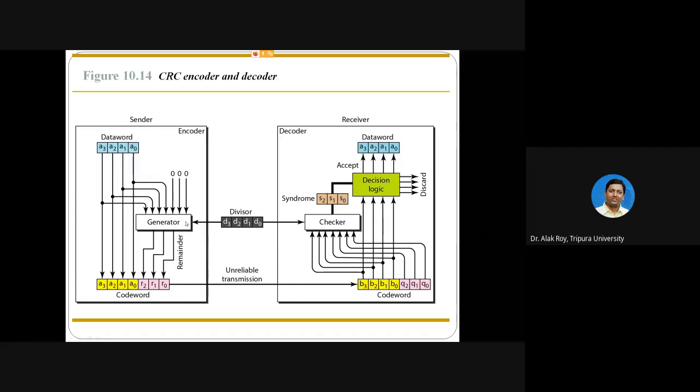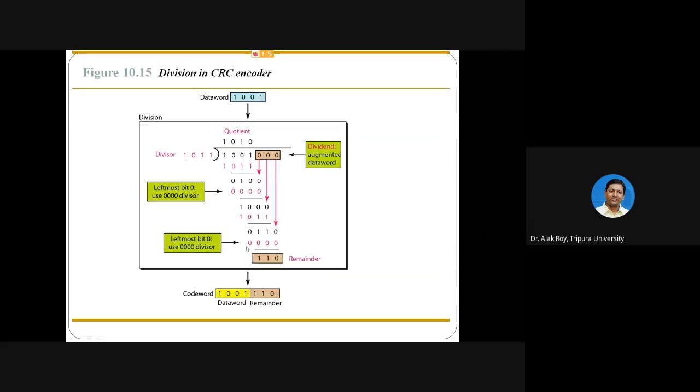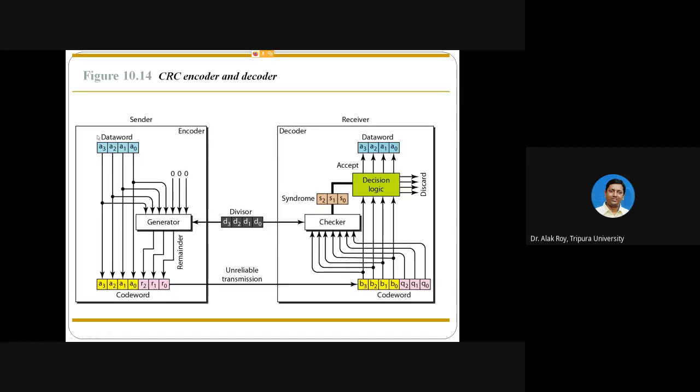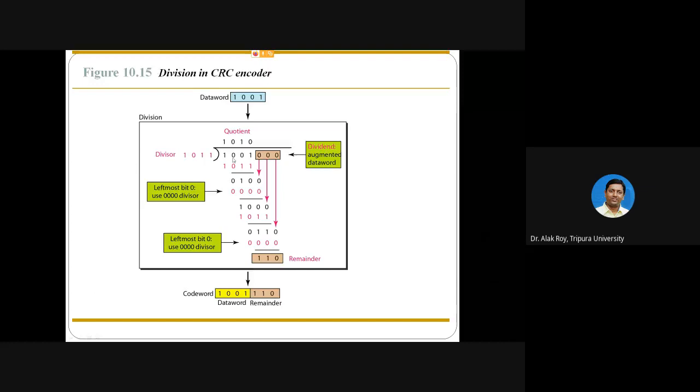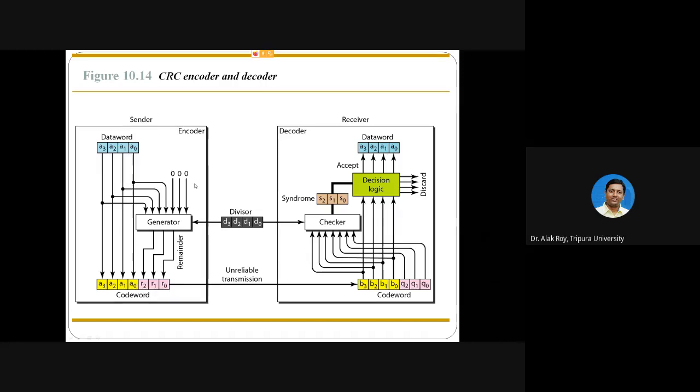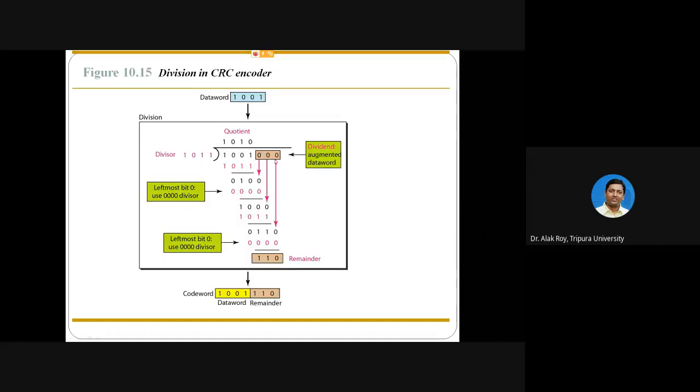Please observe that in the generator and in the checker, we are using a divisor whose length is 4 bits: D0, D1, D2, D3. The divisor value will be the same for the generator and also the same for the checker. Let's see with an example. Say the data word A3, A2, A1, A0 is 1001, and these 3 extra bits are this bit string.